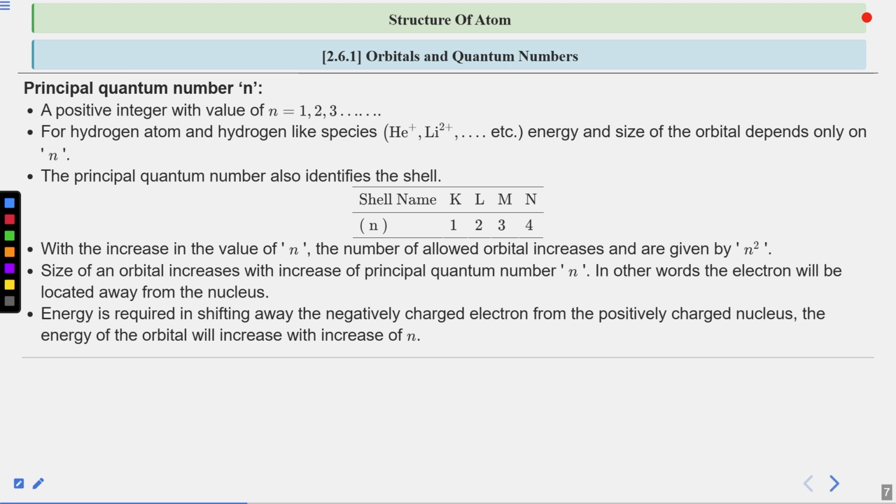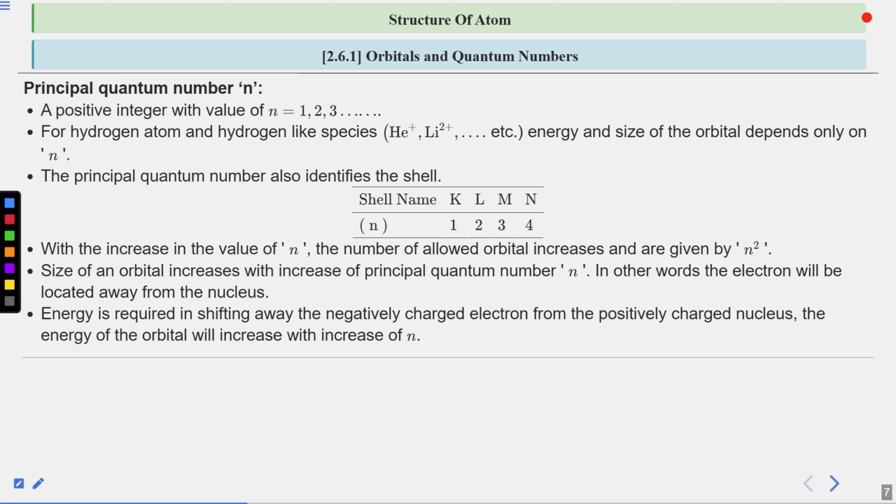Now, last, the most important point: if you increase the value of n, you increase the value of energy. Remember, for the first ground state, in terms of electron volt, what was the value of energy in the case of the hydrogen atom? It was minus 13.6 electron volt, the energy of the electron present in the first shell. Now if you go further, the energy will become less negative. So it will be minus 13.6, not plus 13.6.